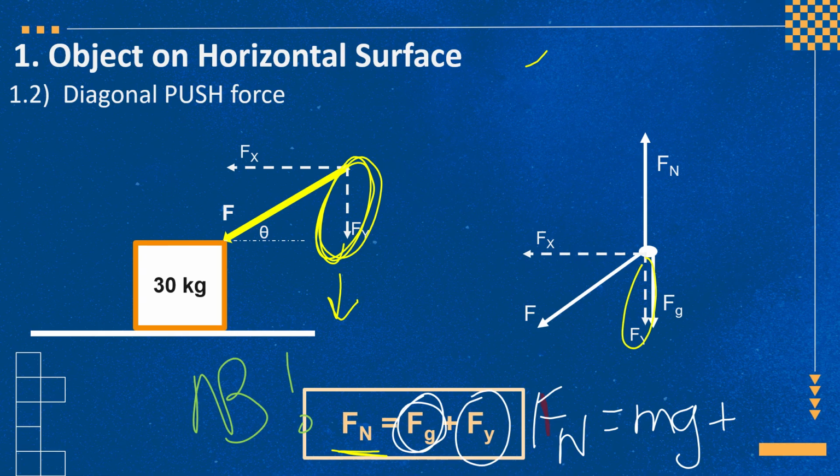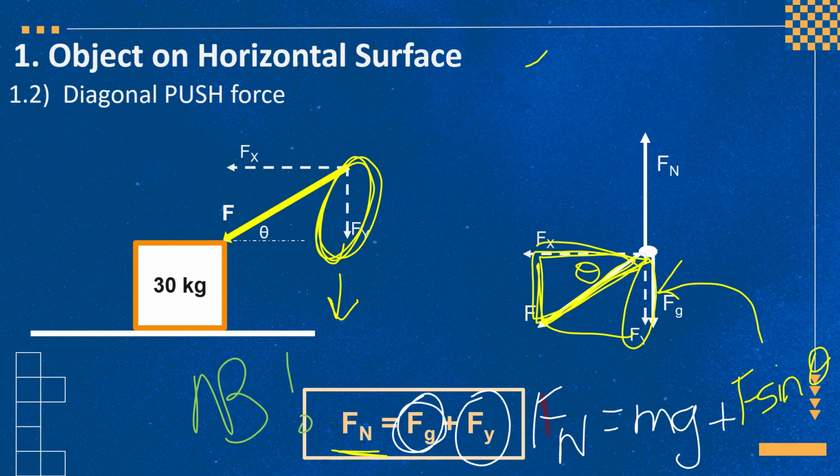So if that force is there, where will my theta be? If that is theta, then Fy will be F sine theta. Okay, but that is only for this triangle, or that triangle. Yeah, that triangle.